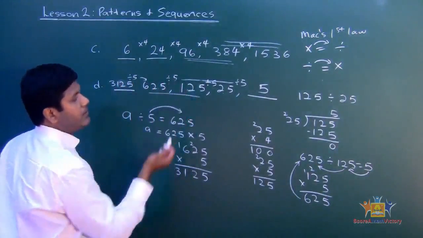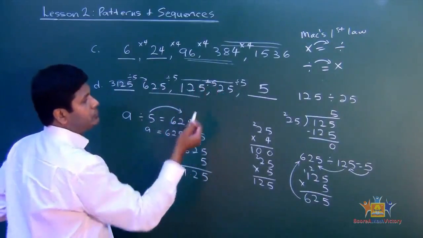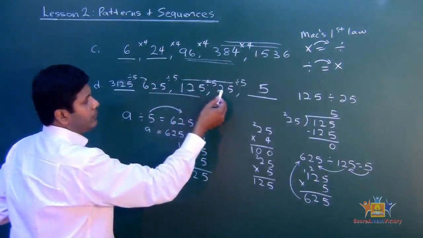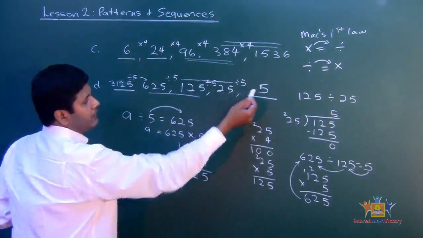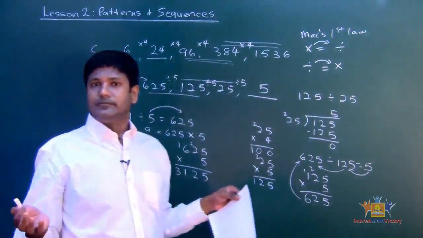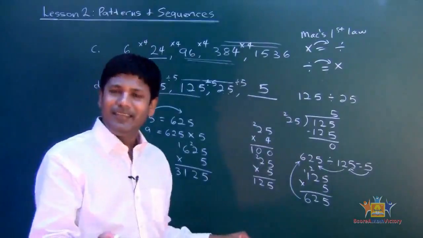So 3,125 divided by 5 gives me 625. 625 divided by 5 gives me 125. 125 divided by 5 is 25. 25 divided by 5 is 5. That's it. Pretty easy, isn't it?